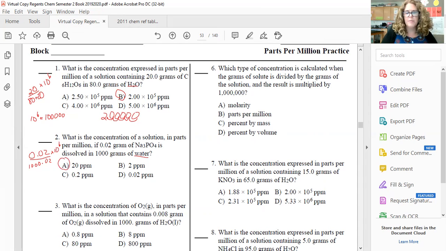I think on your calculator, it comes out to be like 19.999, something along those lines. Remember, these answer choices are also really close. You've got to be really careful.